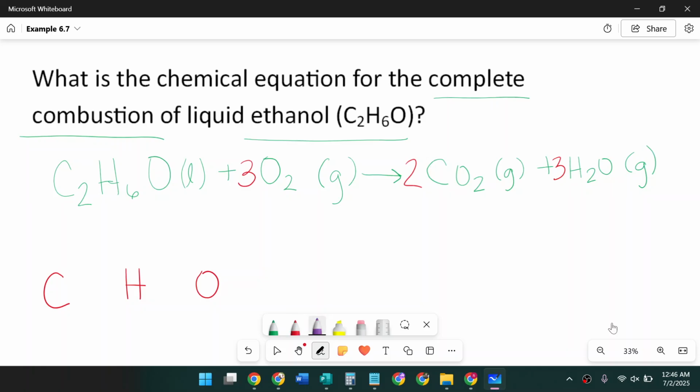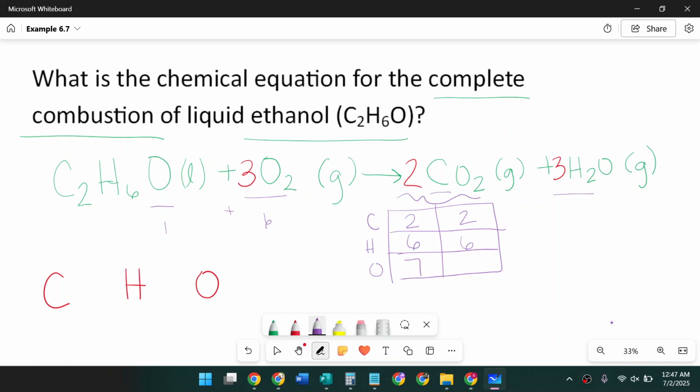Alright, so let's check before we declare it done. And let's make a table for those of you who like the table. Alright, so we have C, H, and O. We have 2, 6, 1 plus 6, so we have 7. And then on the other side we have 2, and 3 times 2 is 6, and then we have 2 times 2 is 4, and then 3 added to 4 makes 7. So the final equation is good to go.